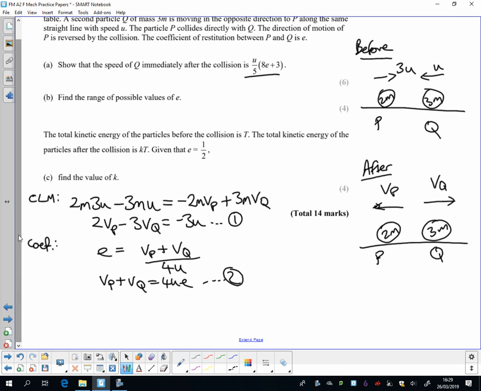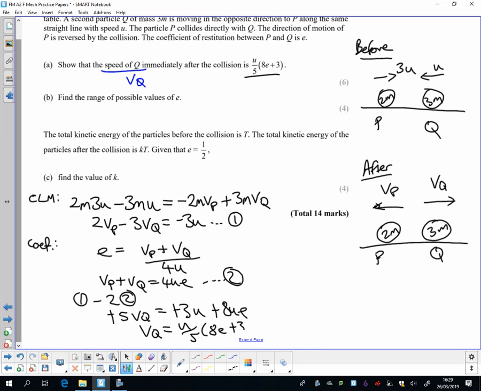Now all you've got to do is solve these, and we want to end up with the speed of Q, so in my equation that's Vq. A sensible thing to do, for example, is equation 1 minus 2 lots of equation 2, which gives me negative 5 velocity of Q equals negative 3u minus 8ue, which obviously all turn to pluses, and then you can rearrange that to get the given answer. I should probably show a little bit of working as it is.